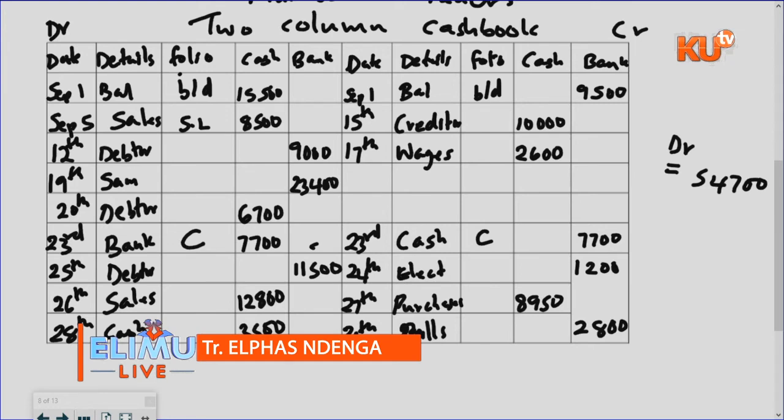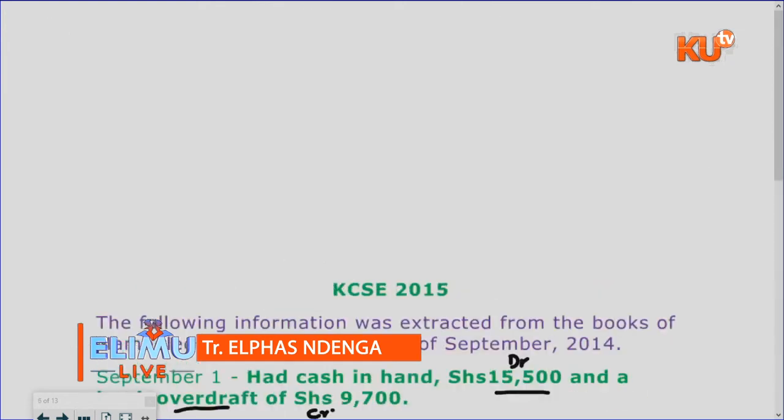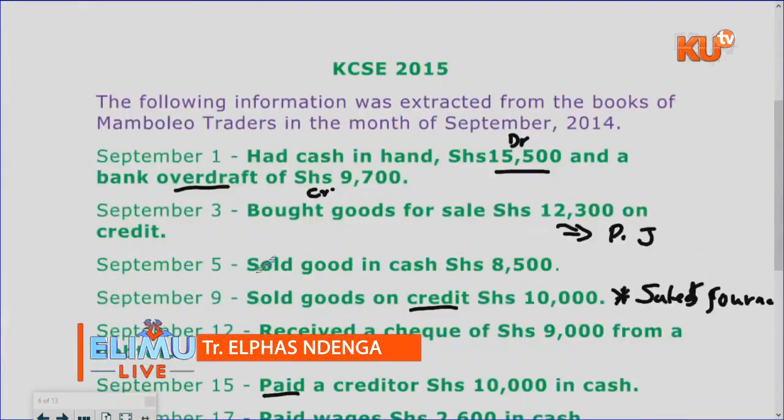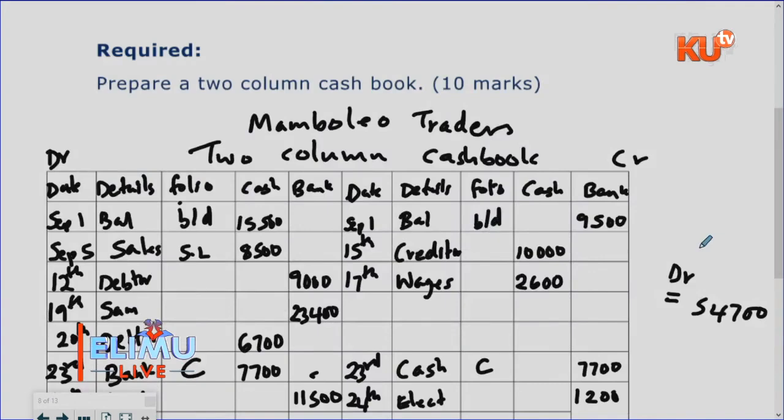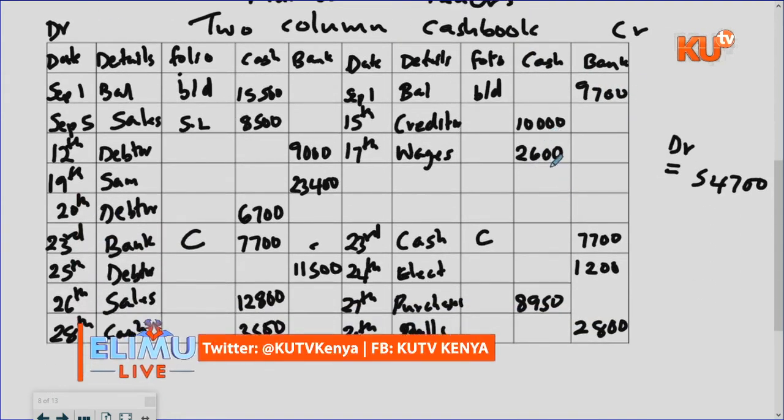Okay. Get totals on the credit side for cash. That is 9,700. Good. The credit side for this is now 9,700. Now let's get the total on cash on the CR. 10,000 plus 2,600, 8,950, 21,550. Definitely the debit side is more.